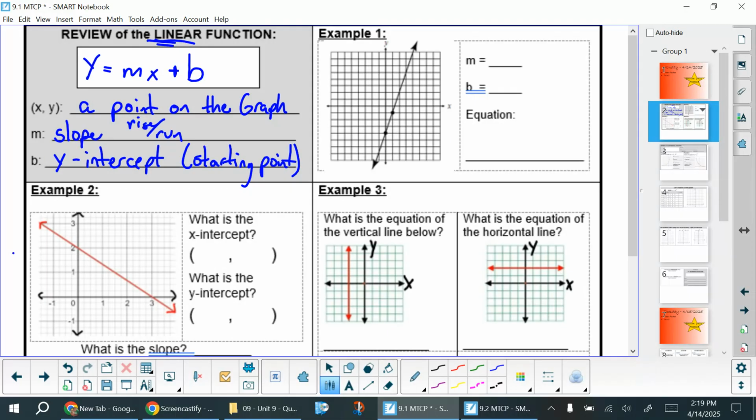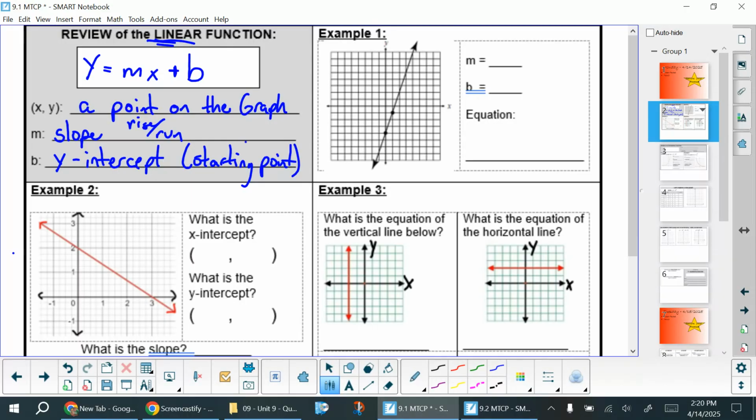So what I want you to do here is go ahead and try these examples. Pause the video. On here, you're going to be finding the slope from the graph, the y-intercept from the graph, and writing the equation. Here, the x-intercept, the y-intercept, and the slope. And then here, see if you can remember how to find the equation of a vertical line and a horizontal line. So pause the video for a little while, try those out, see what you remember, and then we'll go over them.